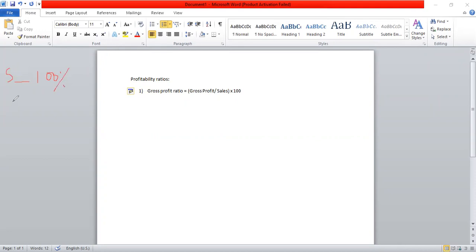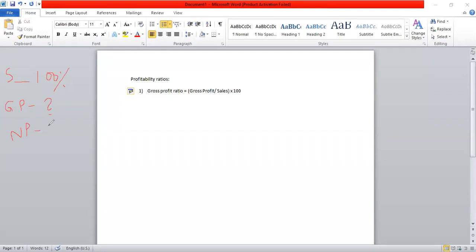Gross profit is what percentage? Similarly, net profit ratio also can be calculated. Net profit is what percentage?